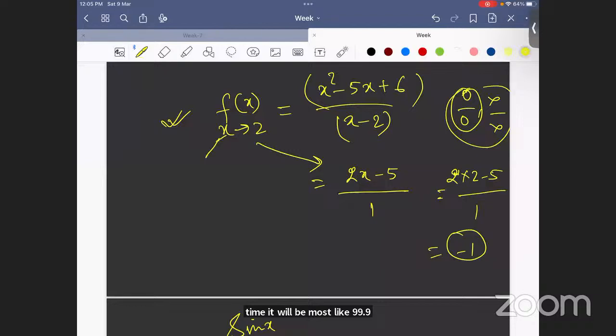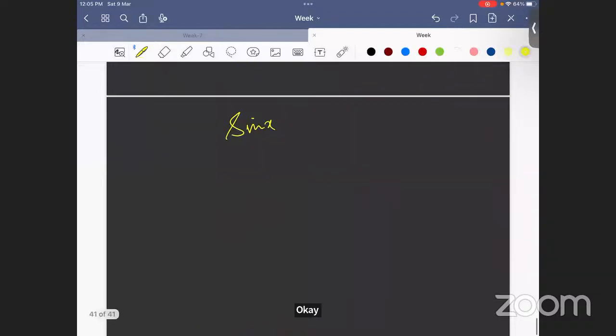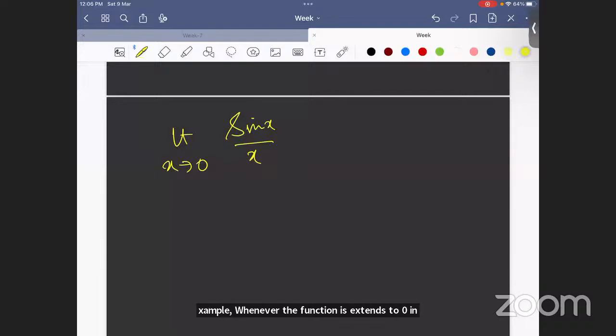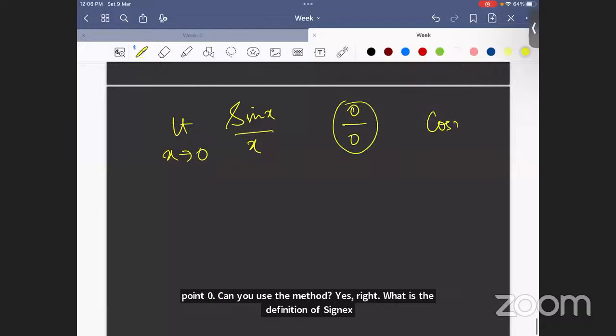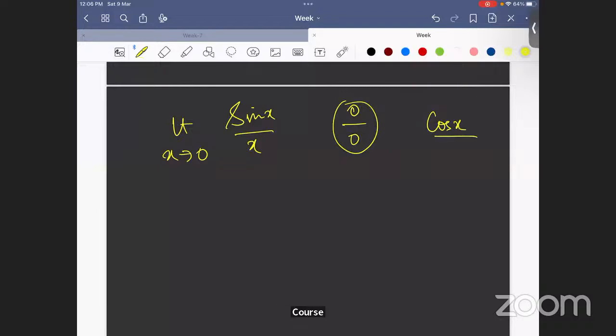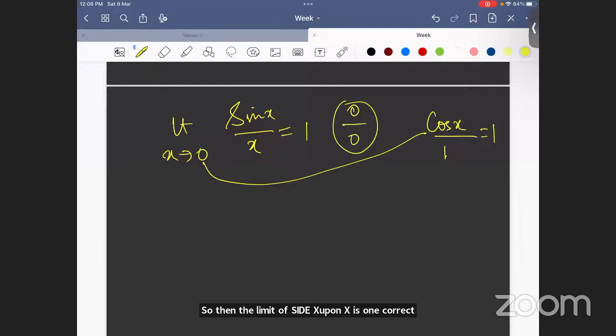For example, sin x upon x, where x tends to 0. In which form is this? sin 0 is what? 0, right? 0/0. Can you use the method? Yes. What is the differentiation of sin x? Cos x. What is the differentiation of x? 1. What is cos 0? 1, correct? So the limit of sin x upon x is 1. So you can use it every time whenever you want.